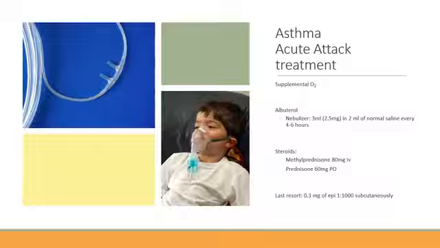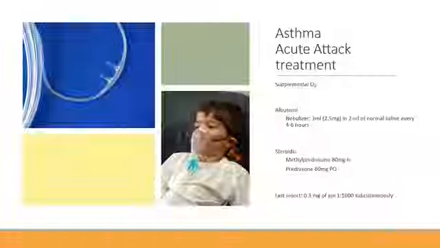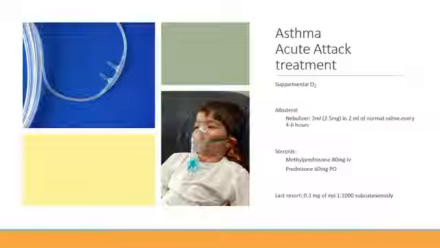Secondary measures would include things like steroids, so your methylprednisone or your prednisone. Either one of those can be given to help decrease inflammation, but because of the delayed onset of the steroids, it's not a primary or first line medication.